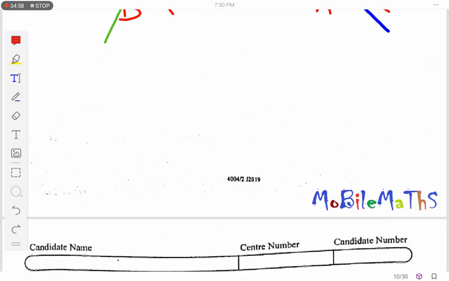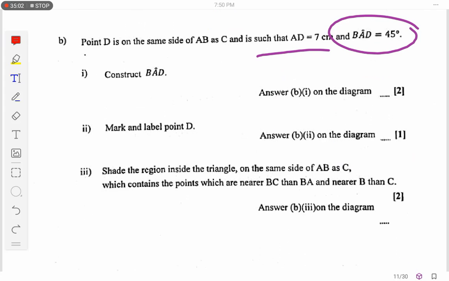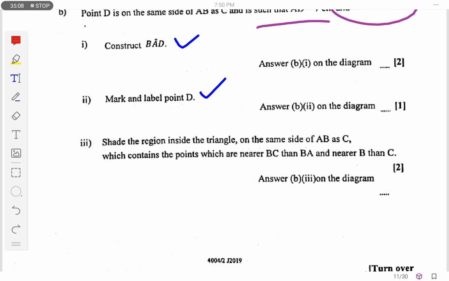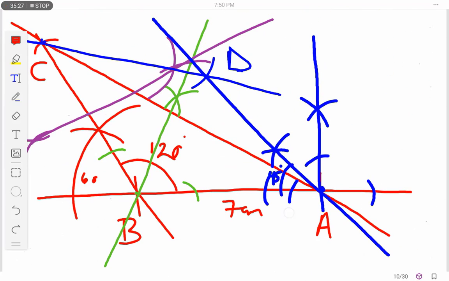Let's move on to the next question. The next question is saying mark D. So we have done this. We've already marked. We've constructed that one. So we are now on the last part of the question. Shade the region inside the triangle on the same side of AB as C, which contains the points which are nearer BC than BA and nearer B than C. Okay, fine. Let's go and see this condition.